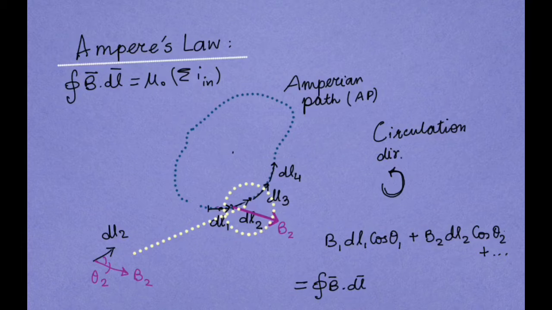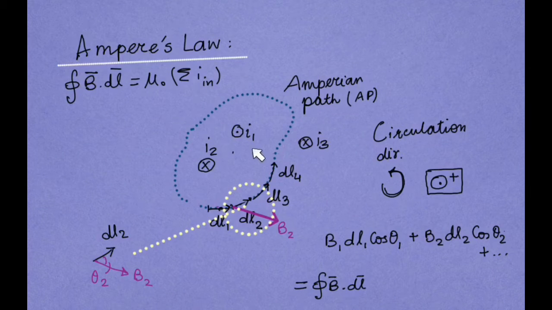Okay, the Ampere's law states this. Integration of B dot dl along the closed path is equal to mu 0 into summation of inside currents. Suppose there are many currents. We are taking suppose I1, I2 and I3. I1 and I2 are inside currents because these currents are passing from inside of this Amperian path. And I3 is outside current. I1, I2 are to be taken with their signs.